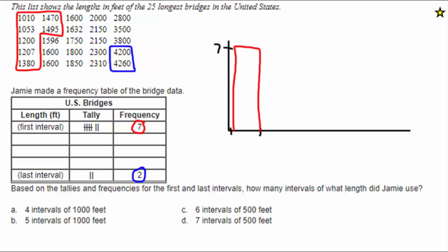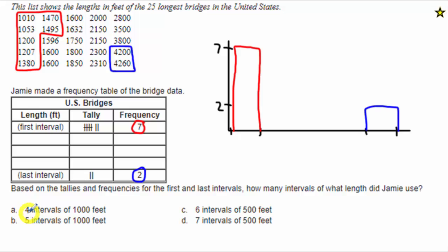And then in our last interval, we don't know how many are spaced in between. There could be 4, 5, 6, 7 intervals. So whatever that last interval is, that one's going to go up to a frequency of 2. So something like this, all right? Now, I think now is a good time to start double checking the answer choices, because this might be enough to figure out what the answer is.